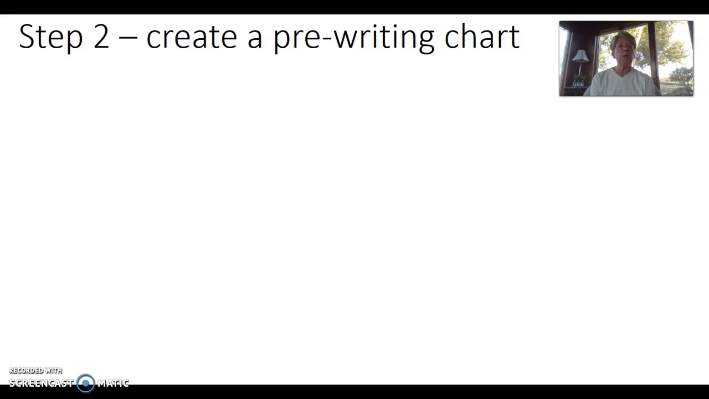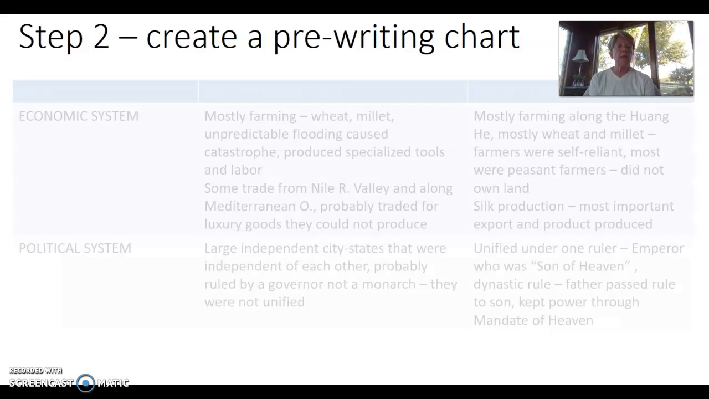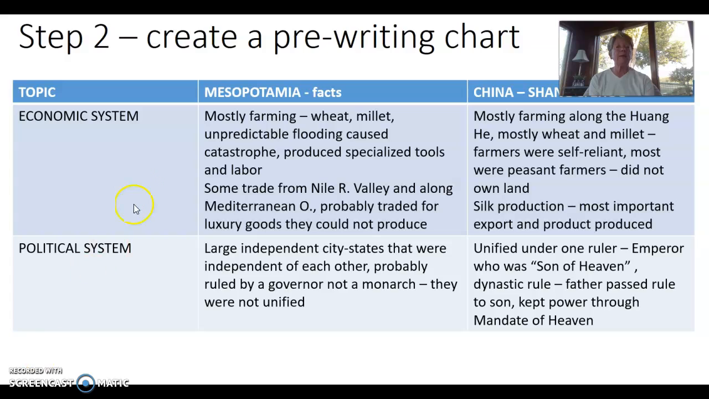So the first thing that we want to do is create a pre-writing chart. And since we've been asked to, our topics are going to be Mesopotamia and China, and we're going to be comparing the economic systems and the political systems. So in Mesopotamia, we know it was mostly farming, and in China, it was mostly farming. That means that's a similarity between those two. There are some differences within that.